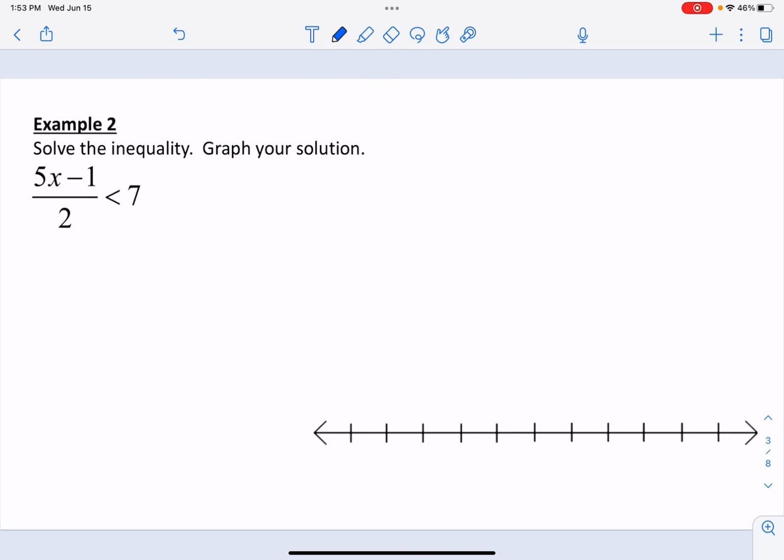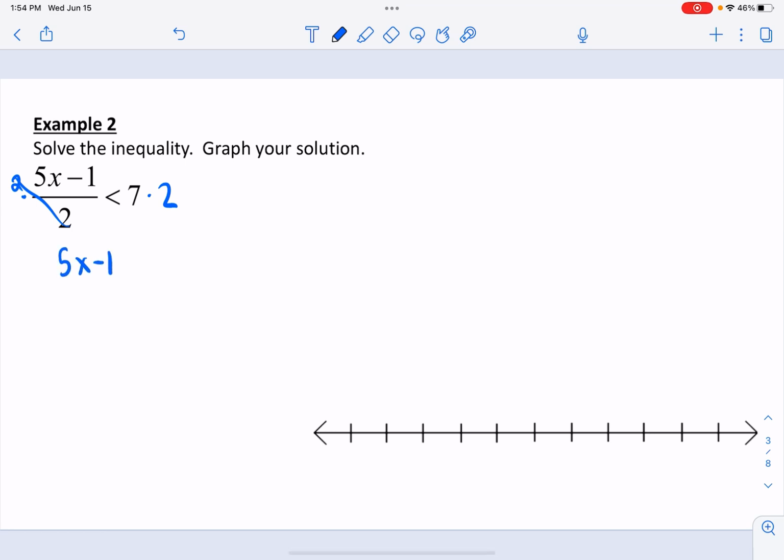Solve that inequality, graph your solution. Oh, I like this inequality because it's a non-typical one. So you have to think, okay, what's the last thing that happens to that x? The last thing that happens to that x is I'm dividing by 2. So I have to get rid of the 2, multiply both sides by 2.